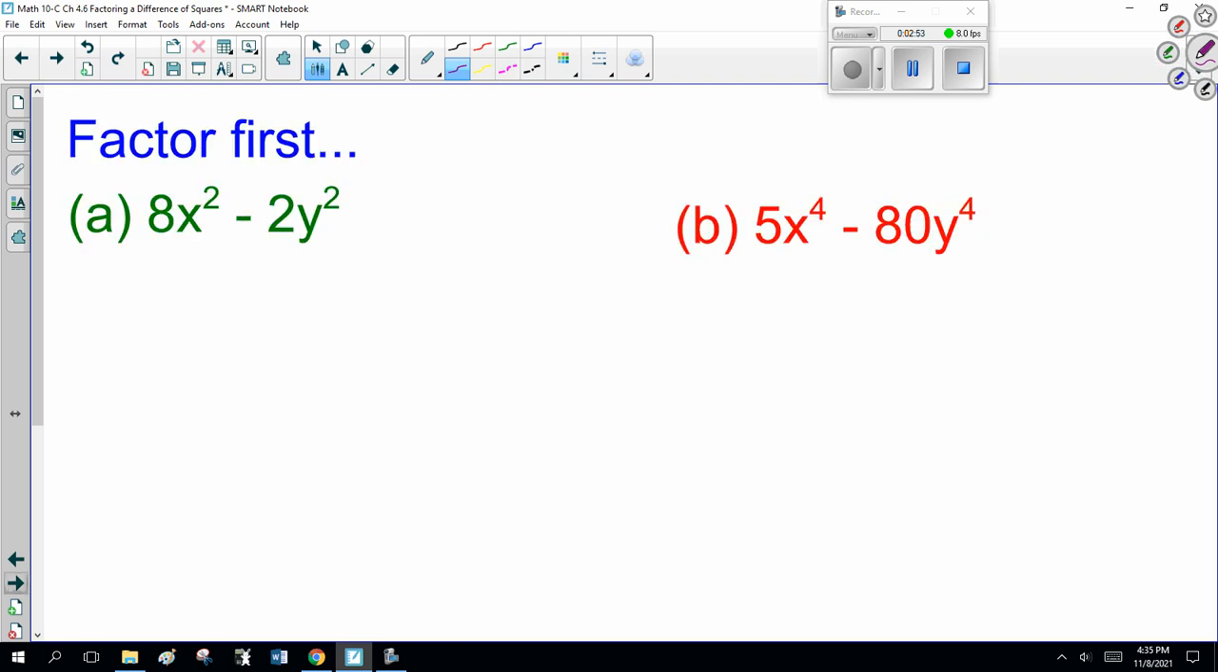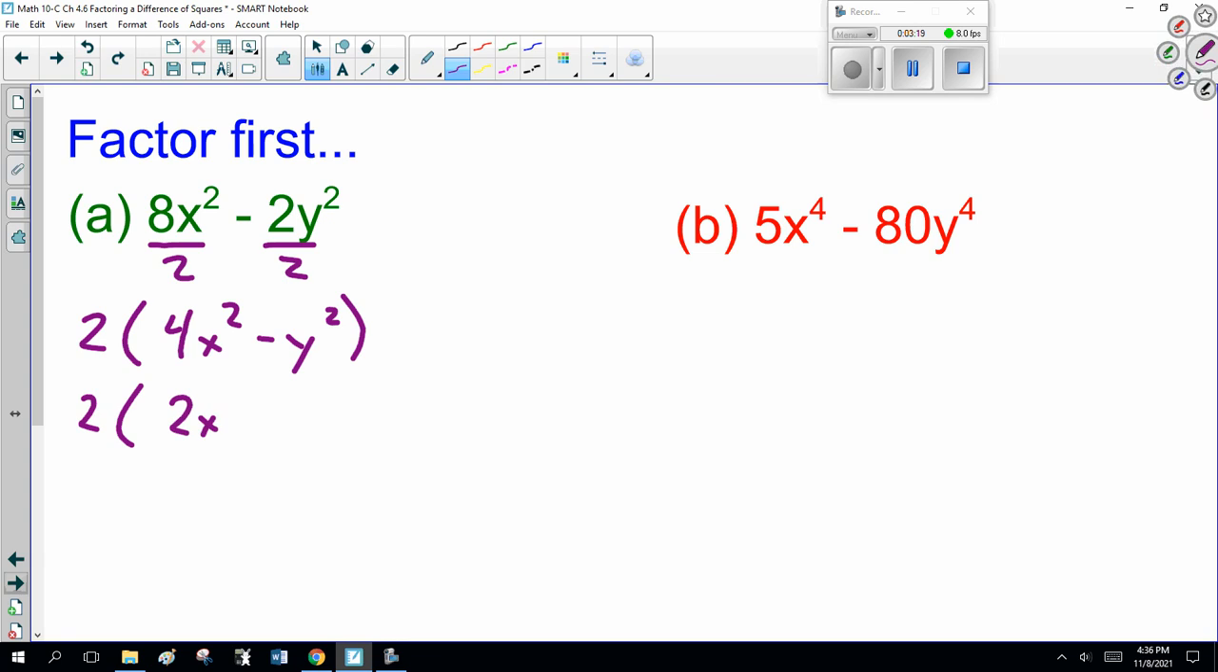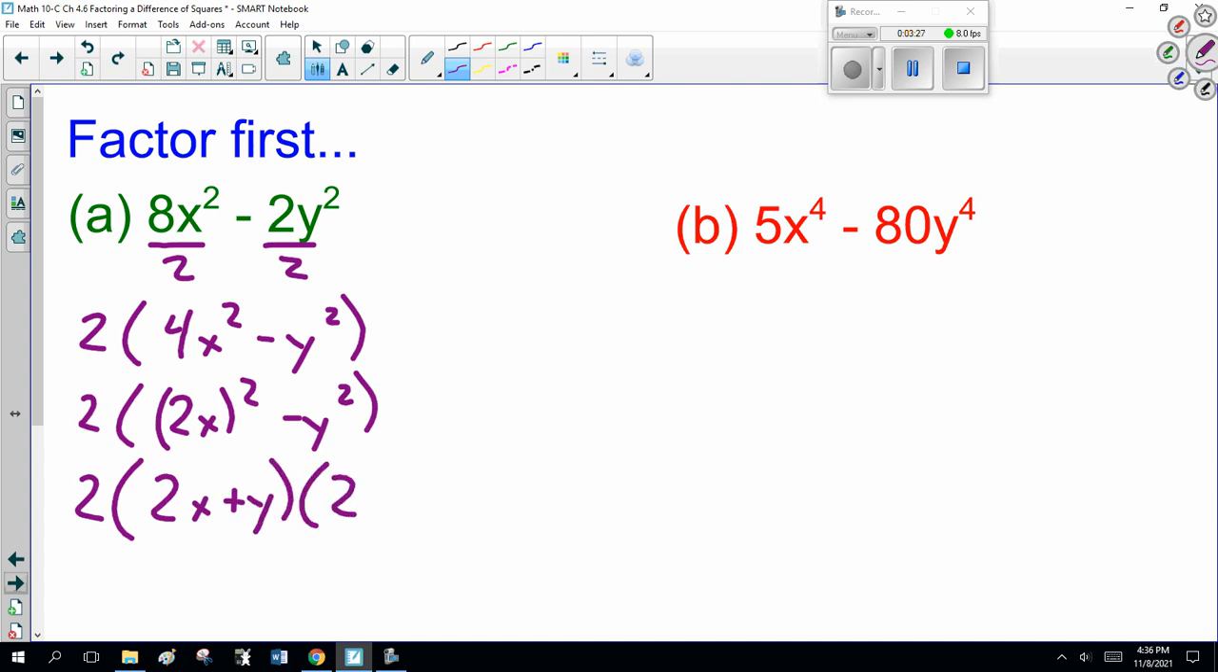One trick is sometimes you have to factor first. 8x squared minus 2y squared is not a difference of squares until you factor something out. Yes, you can factor out a 2. This becomes 2 times (4x squared minus y squared). Now you have a difference of squares. So that is (2x) squared minus y squared, which is 2(2x + y)(2x - y). See how that goes?